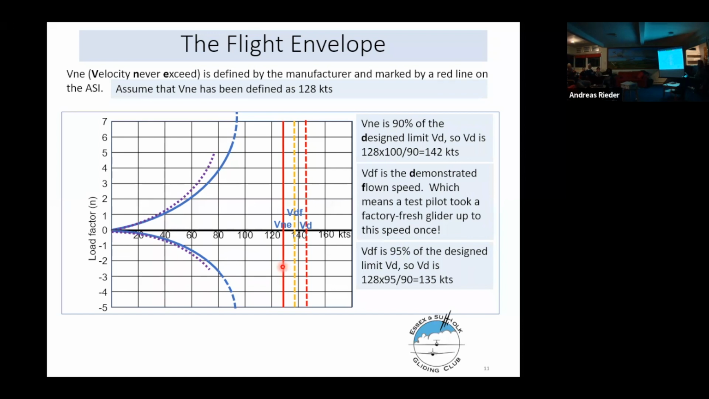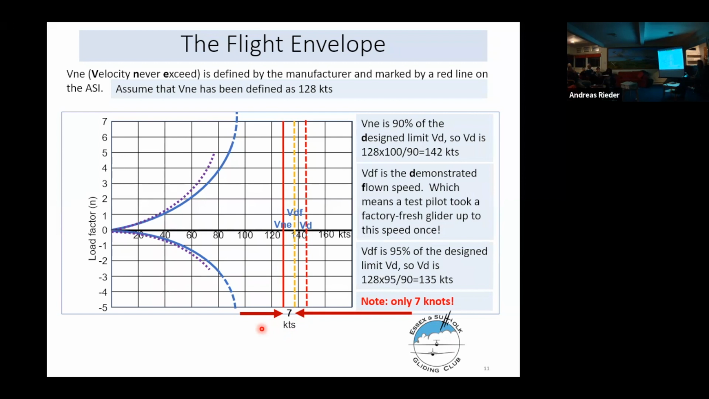So if you exceed VNE and get anywhere near VDF, you're into test pilot territory, and you will not be flying a brand new aircraft straight out of the factory. It's interesting to note that there are only 7 knots between VNE and VDF. So as I've just said, if you exceed VNE, you haven't got to exceed it by very much in this aircraft before you're a test pilot.